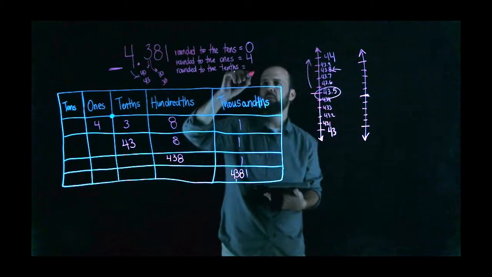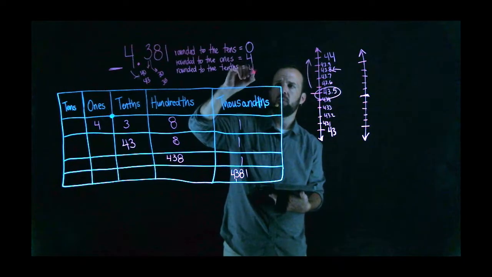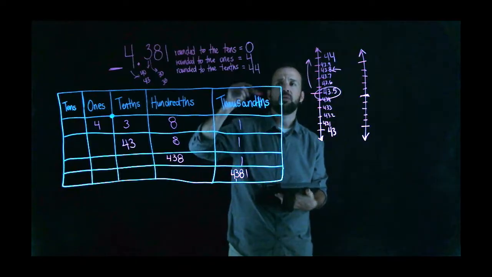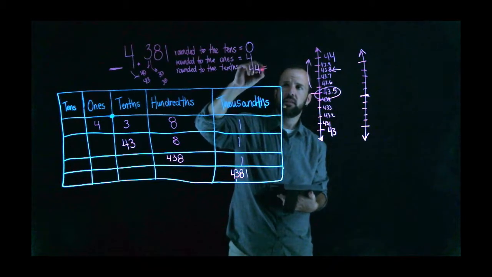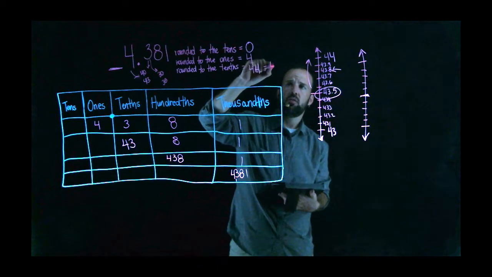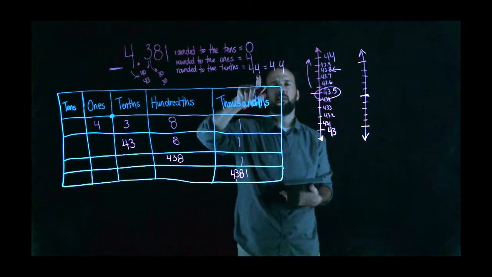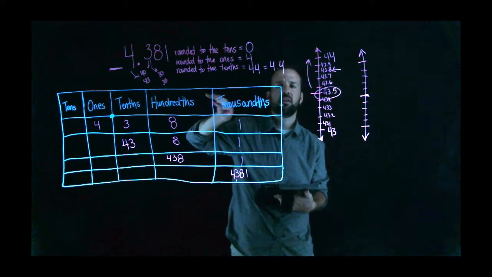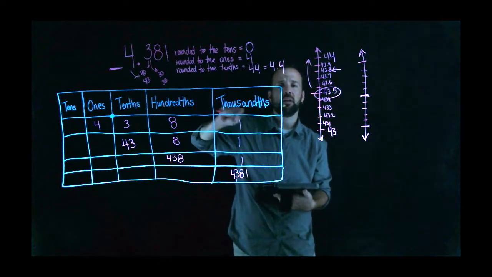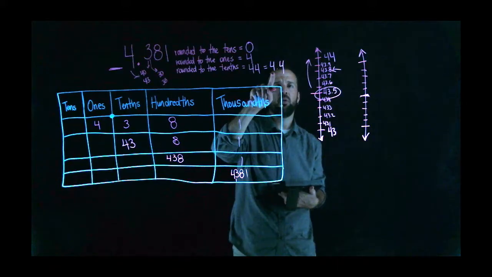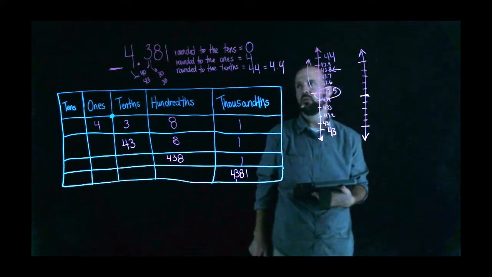So that means that our number would now become 44 tenths, which is the same as 4 and 4 tenths, okay? Because 44 tenths, we could take 10 of those tenths at a time and turn them into a 1. So we have 10, 20, 30, 40. So they give me my 4 whole, and then I would have 4 tenths left over, okay?